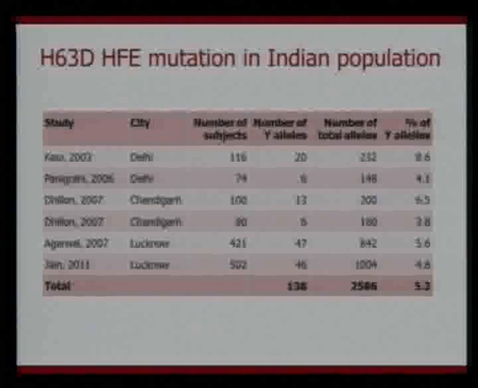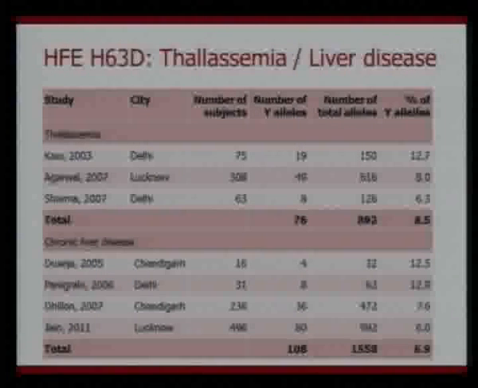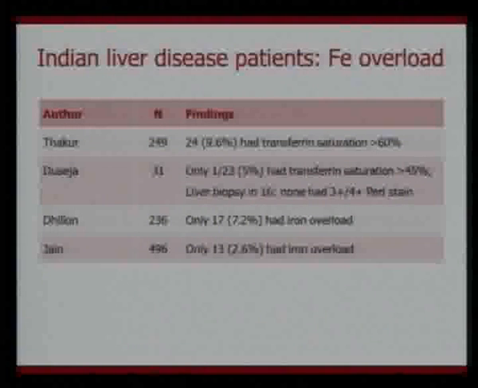The other mutation in the HFE gene that causes iron overload, though not adequate to cause hemochromatosis, is commonly present: 5% of healthy people, and about 7 to 8% of those with thalassemia and liver disease who have been investigated. Now let's come to the clinical situation.